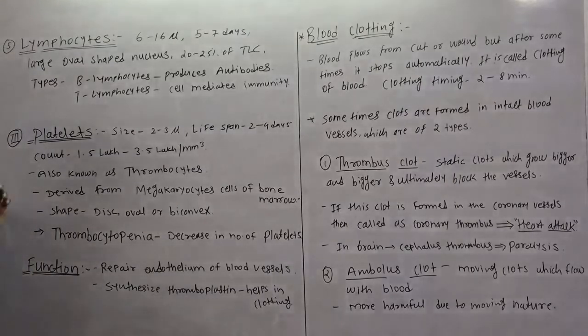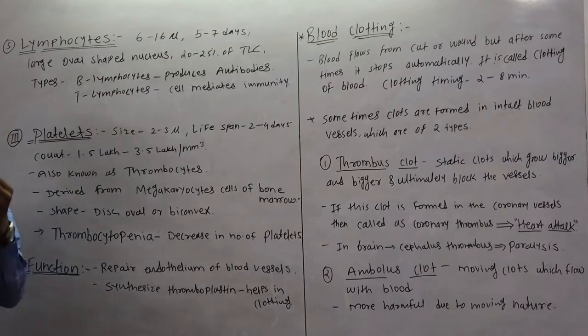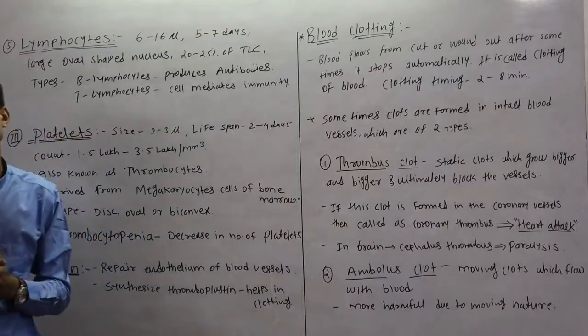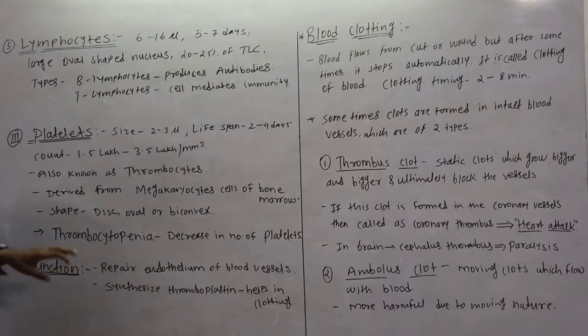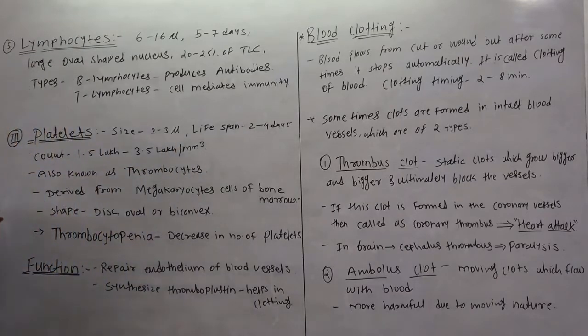Now the next topic is the platelets. The third component of the blood cells or blood corpuscles is the platelets. The size of the platelets is 2 to 3 micron. The lifespan of platelets is 2 to 4 days only, and the count is 1.5 lakh to 3.5 lakh per cubic mm of the blood. So remember the count of the RBC, WBC and the platelets.